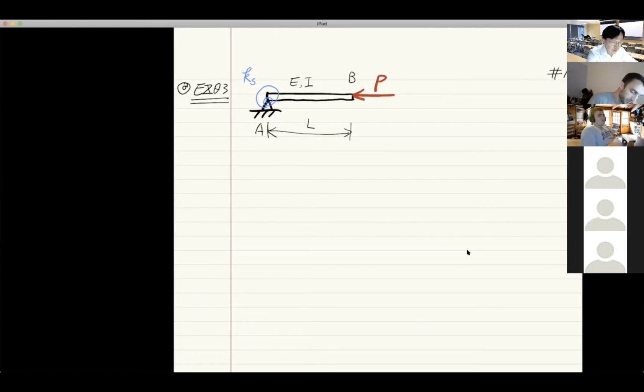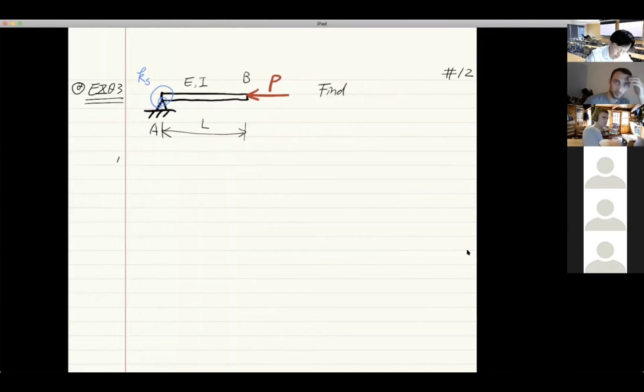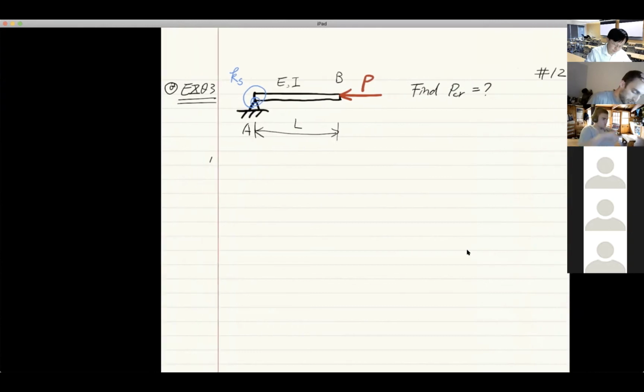So here, I'm going to demonstrate how we can use different approaches to analyze the buckling load from this simple example. The first one, our objective is this, to find PCR. So in step 1, we're going to use the force approach.